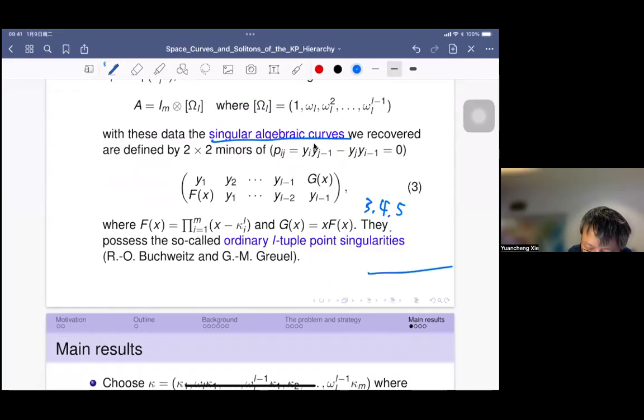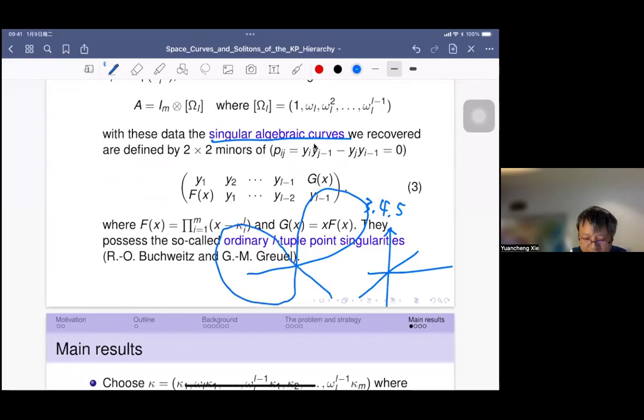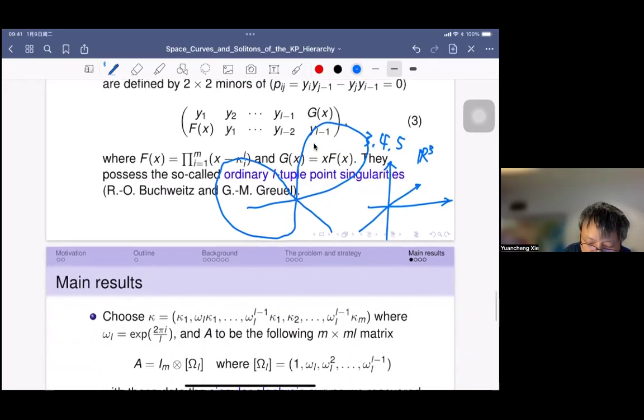This curve will just cross itself, and then cross itself again at the same point, but in another direction. So this crossing is just like in 3-dimensional space, R3, where we look at the axes of this space. So it comes in 3 different directions. That kind of singularity you couldn't put on the plane. So that means it's intrinsically not a plane curve.